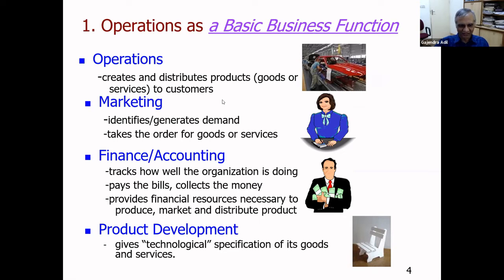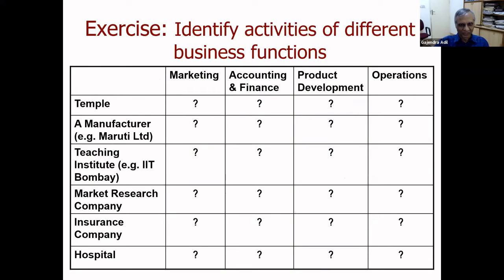So these are the 4 functions, and by no means are these exhaustive. For example, I have not listed IT, I have not listed HR, so you can add more. But just to give you some idea of where operations sits with respect to other business functions. So I've just given some examples. Let's run through this.